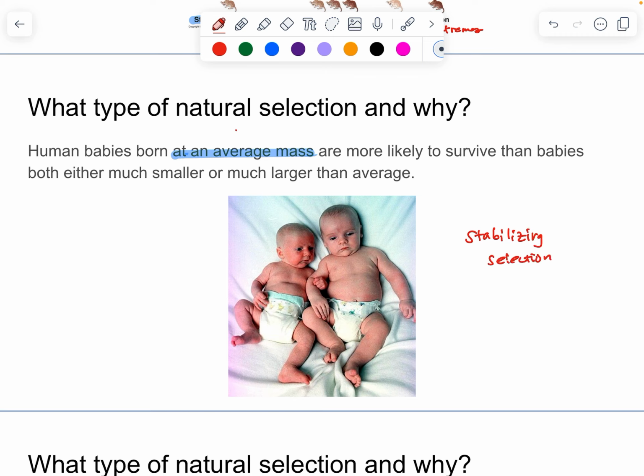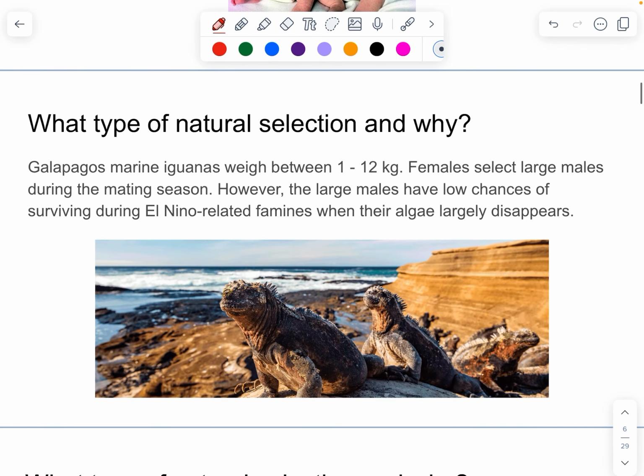That is because babies that are born too small, they may be premature and they may have medical complications or developmental issues. Babies that are born too large, they may also have some medical conditions or they may simply experience more complications during the actual birthing process. As a result, babies with a medium average birth weight, they're more likely to survive and grow up to leave more offspring. So this is an example of stabilizing selection.